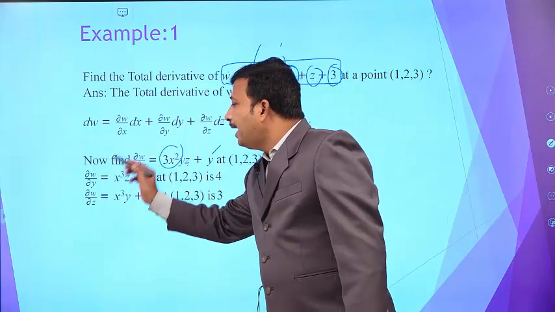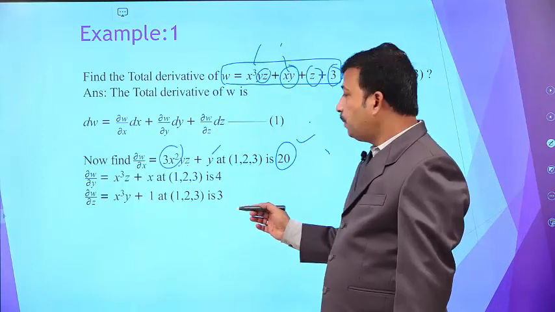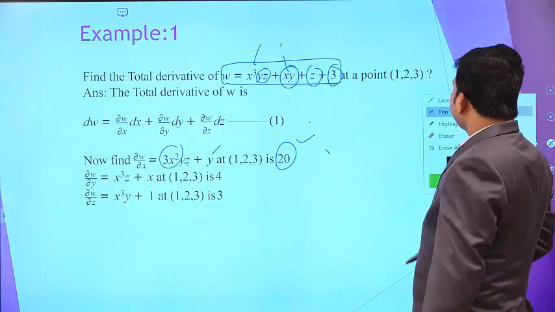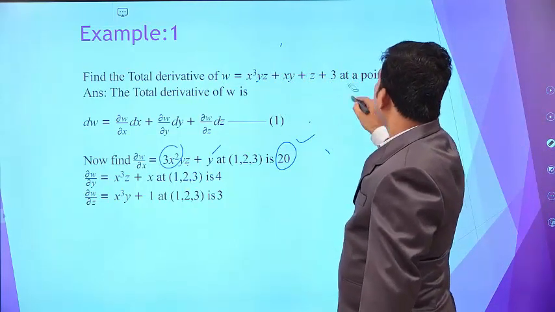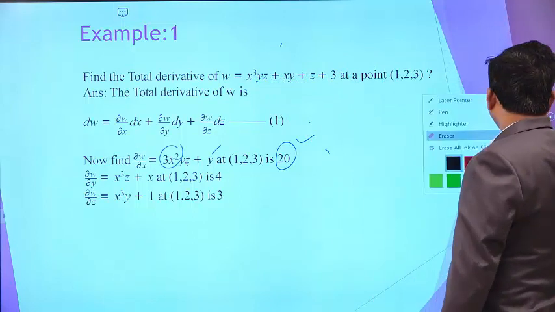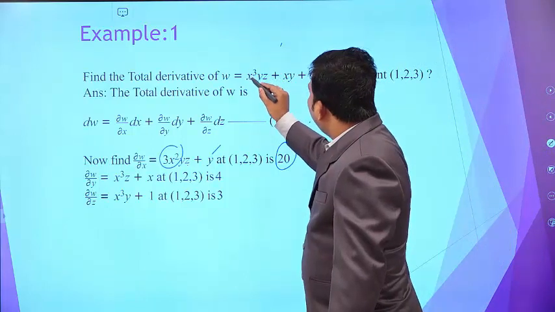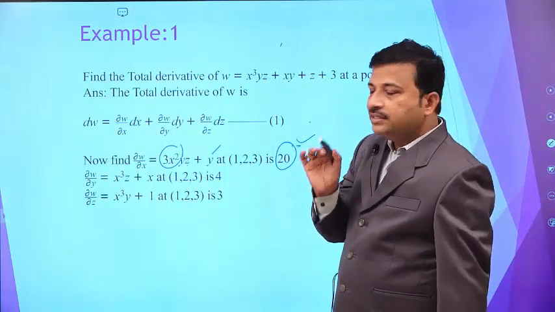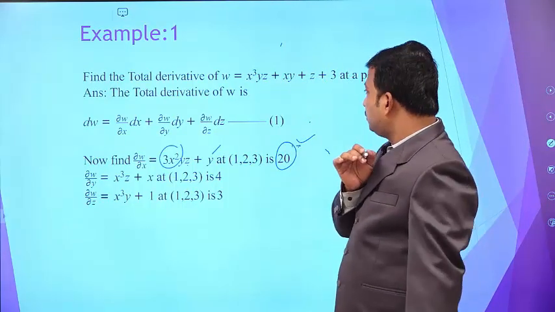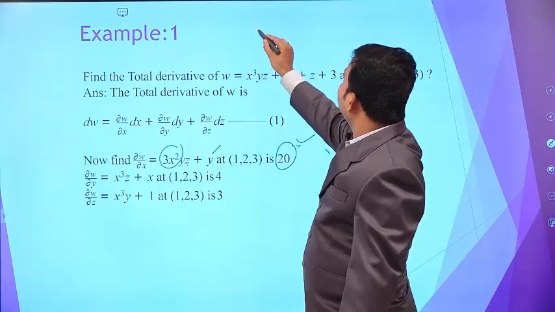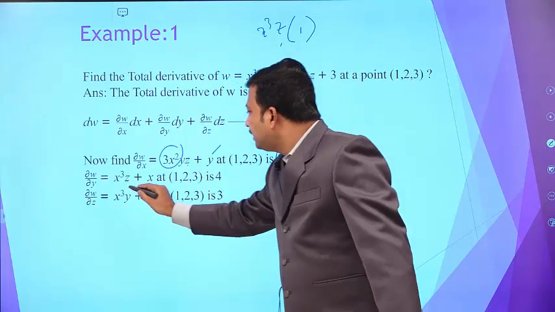Similarly, ∂w/∂y. Now we differentiate with respect to y. So now we will see with respect to y. So x cube and z is constant. When you differentiate this one with respect to y, we need to treat x and z as constant. Is it clear? So now x cube and z, this is constant, right, as it is. Derivative of y is how much? 1. So we got x cube z.